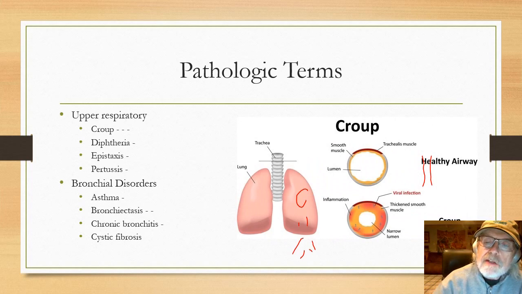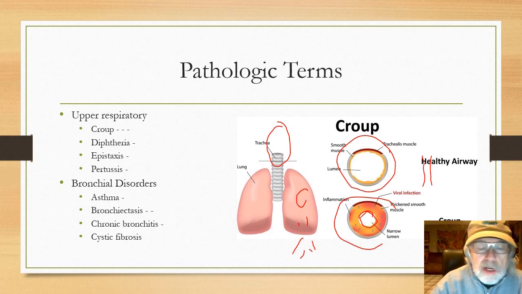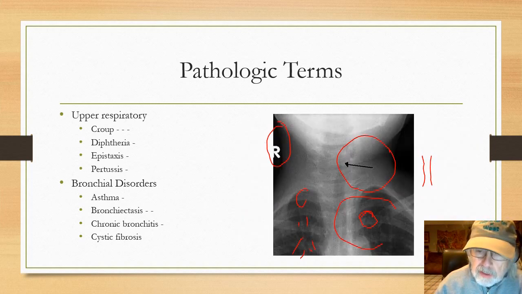Okay, and again, this is what we see with croup. We'll see it in the area of the larynx, the trachea, and down to the bronchi. This would be the normal appearance. But what happens is that lumen, or the opening of the airway, becomes very small, and when that airway gets very small, it becomes very difficult to breathe. Okay, and this really shows.